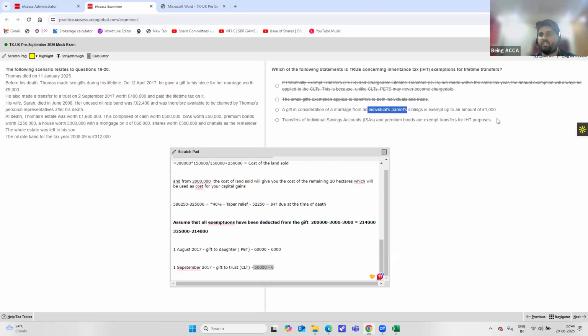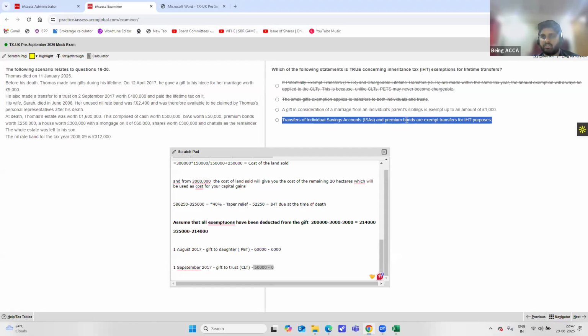Next, transfers of individual savings accounts, ISAs, and premium bonds are exempt transfers for IHT purposes. For IHT purposes, none of these assets are exempted. They are chargeable. They will be part of your death estate. And because of that, even this option is wrong. And with that, we come to the third option. Always remember, if you are doubtful between one or two options, try the elimination method, then that will definitely give you an answer. It will help you very much.